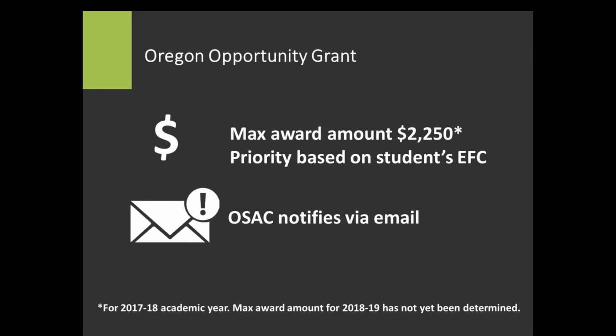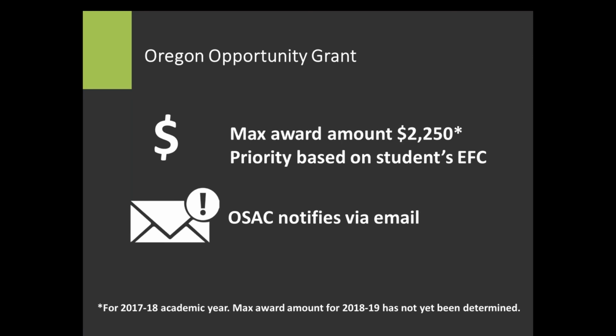Again, we notify you via email if you appear to be eligible for the Oregon Opportunity Grant, and we prorate the awards for students who are enrolled half-time. So you must enroll at least half-time, and you will receive half of $2,250 for the year. We send the money out in the fall, winter, and spring terms. We do not disperse the Oregon Opportunity Grant in the summer, so you are eligible for fall, winter, and spring.